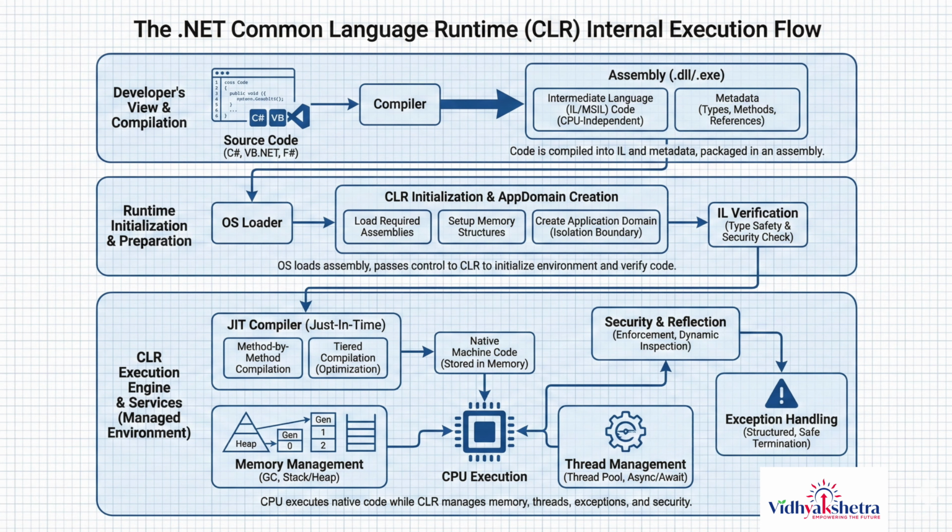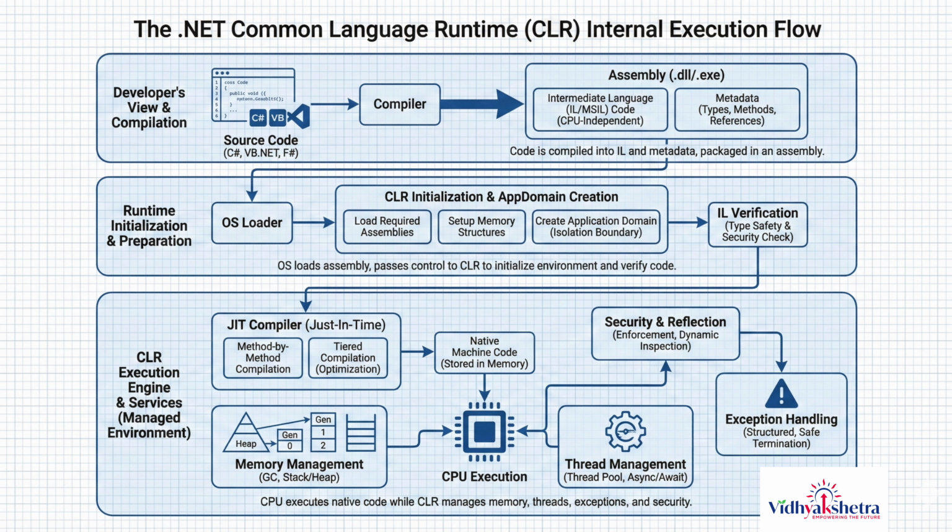Thread management is another important feature provided by the CLR. The runtime supports both foreground and background threads. It also maintains a thread pool that reuses threads for asynchronous and parallel operations. This reduces overhead and improves scalability. Modern asynchronous programming using async and await relies heavily on CLR thread scheduling and task management.